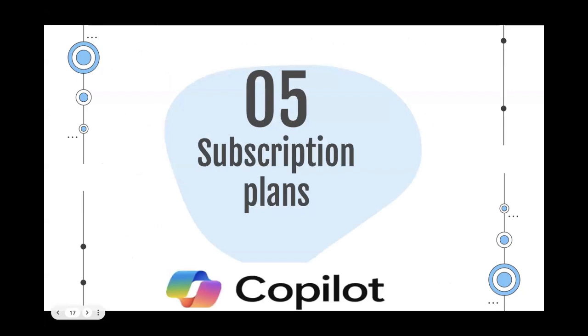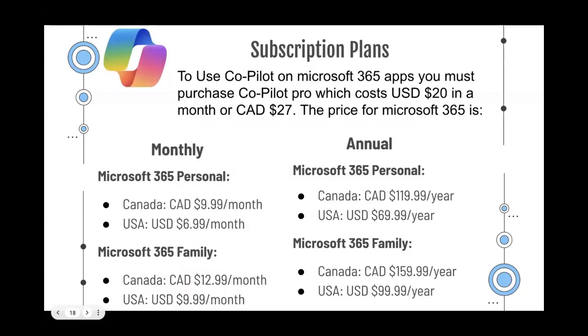So next, we're going to just talk a bit about the subscription plans to go further into how to access it and then actually use it. If you want to use CoPilot on Microsoft 365 apps, you must purchase CoPilot Pro, which costs an additional 20 USD per month, or if you're in Canada, then 27 Canadian dollars. But this is on top of the price for Microsoft 365.